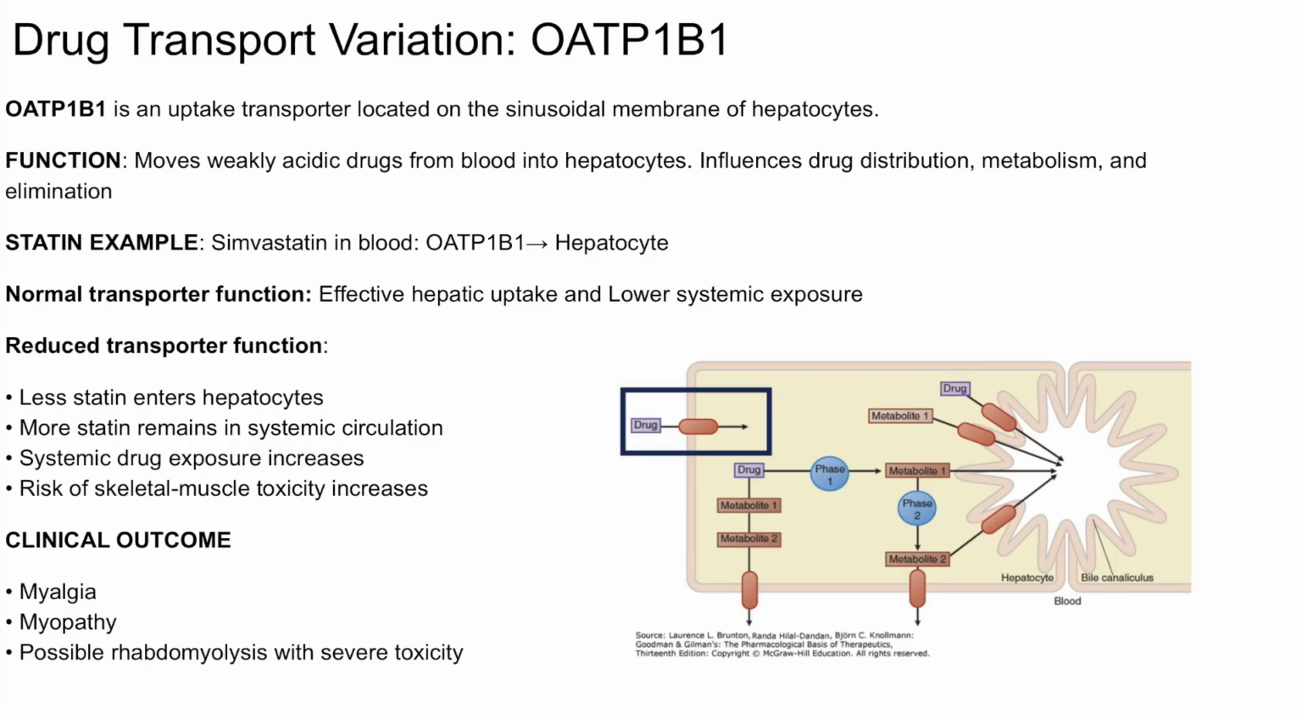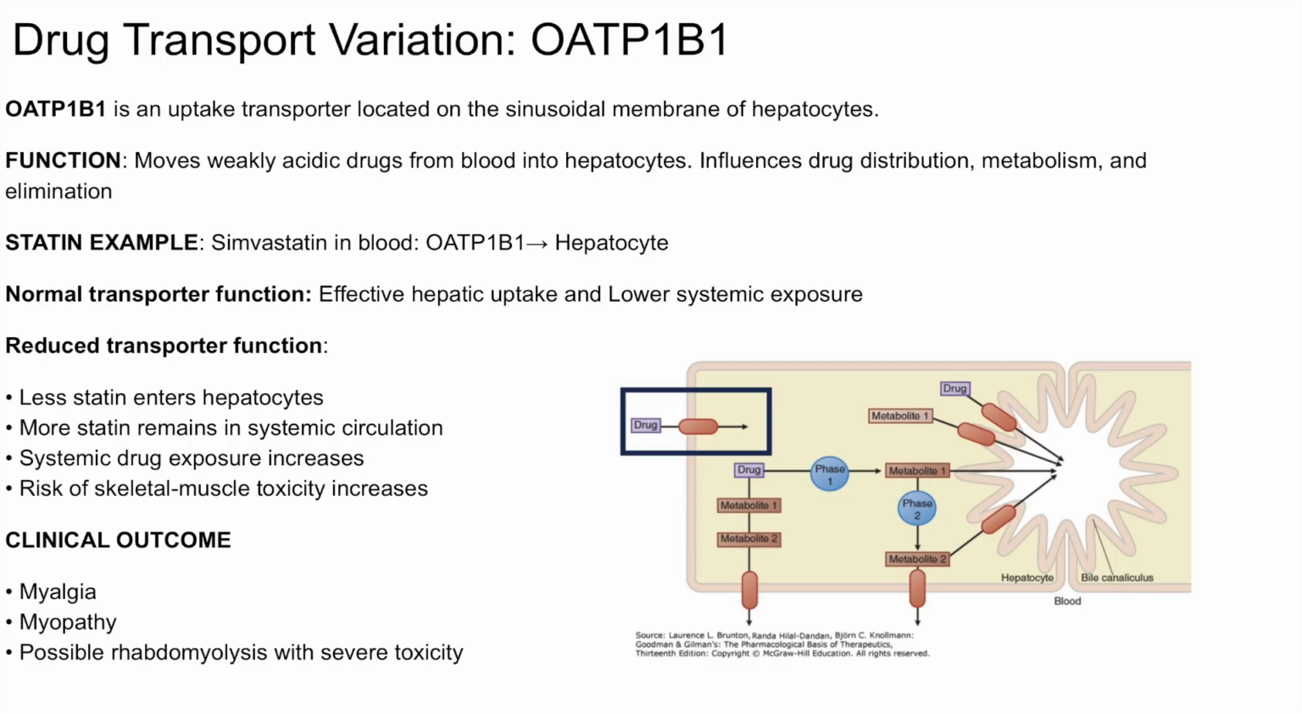All right, and then another example here. We have OATP1B1, which is an uptake transporter on the sinusoidal surface of hepatocytes, and it moves several drugs from the bloodstream into liver cells, influencing their distribution, metabolism, and biliary elimination. The transporter is encoded by the gene SLCO1B1. Statins provide an important example here.